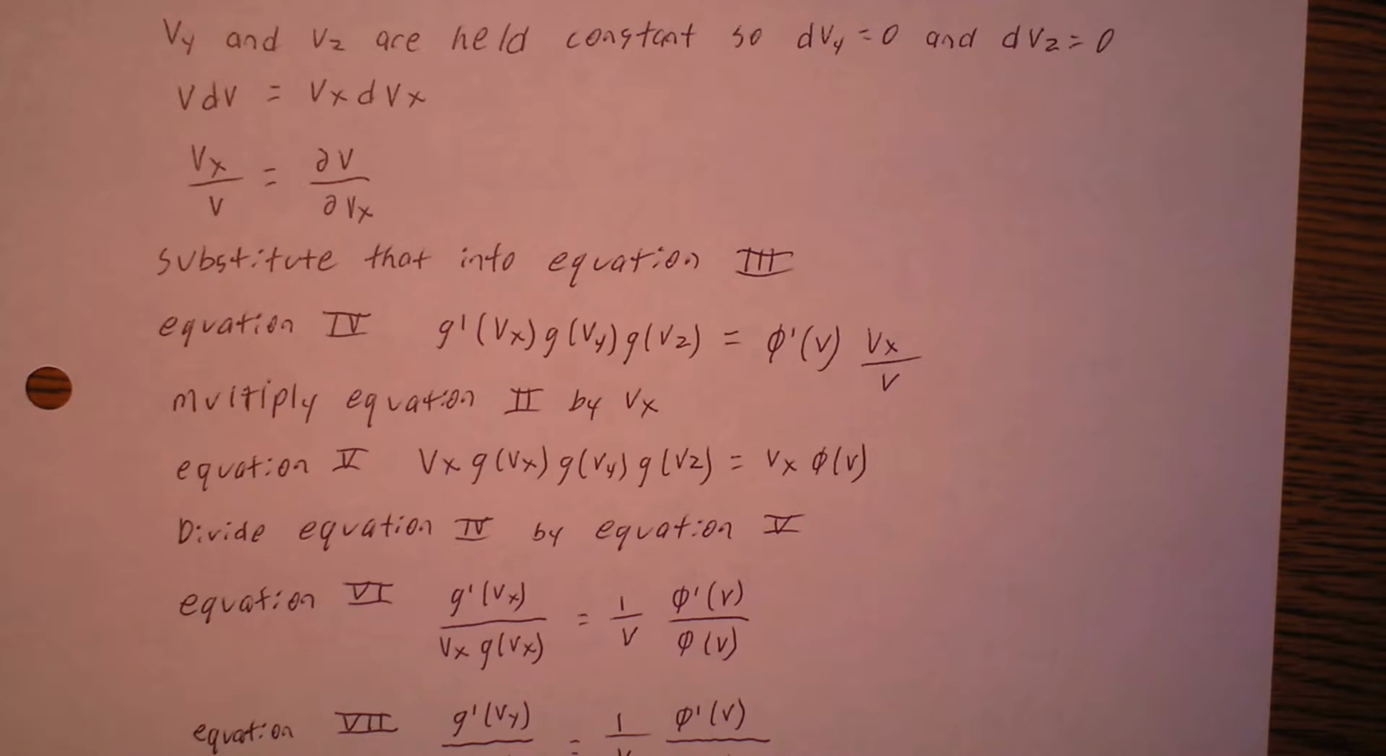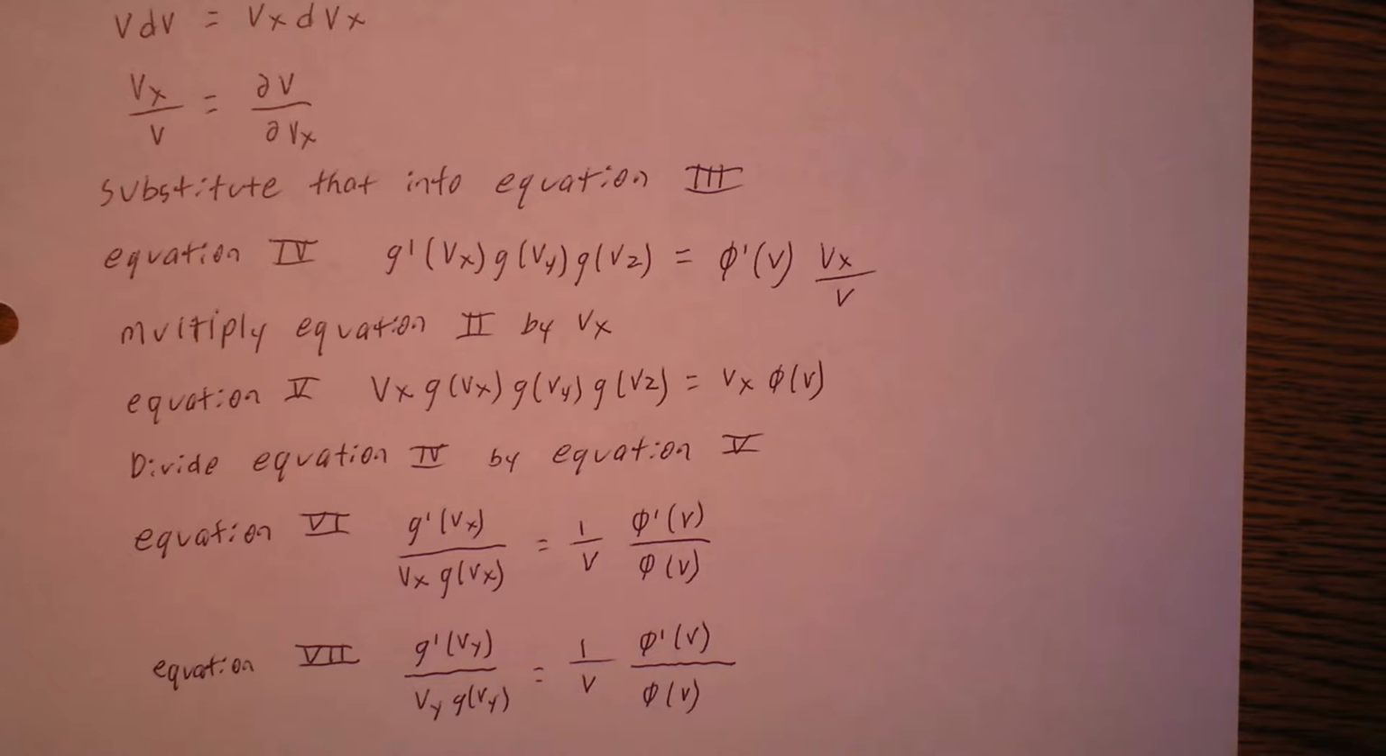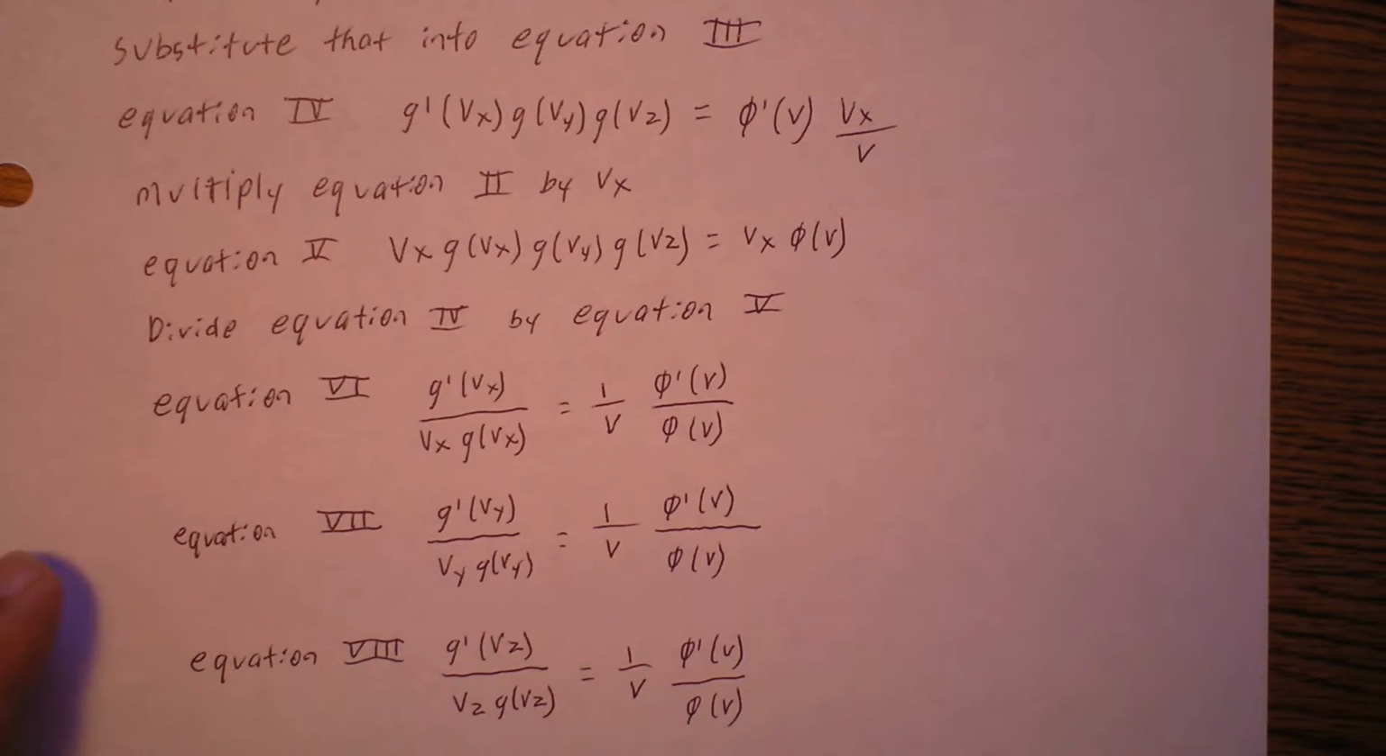Now we're going to divide equation 4 by equation 5. Hopefully that means equation 5 is not equal to 0. So equation 6, we get g prime of vx divided by vx times g of vx is equal to 1 over v times phi prime of v divided by phi of v. And likewise equation 7, same for y.